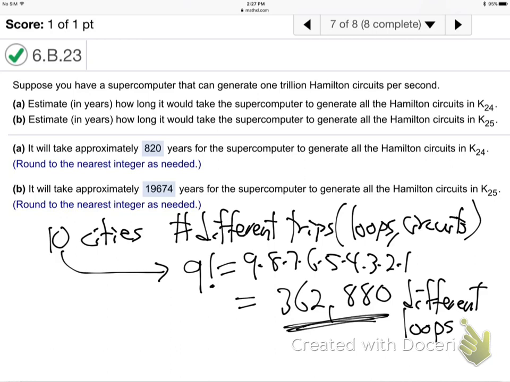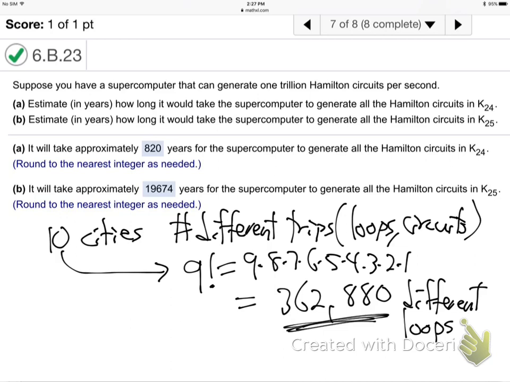362,880 different loops are possible. So if you're the FedEx manager, you're looking at 10 cities, 9 factorial, right? Because you're going to start at A, where your plane's parked. Then you have 9 cities you could go to next, then 8, then 7, then 6. 9 factorial, 362,000 different ways to do that.